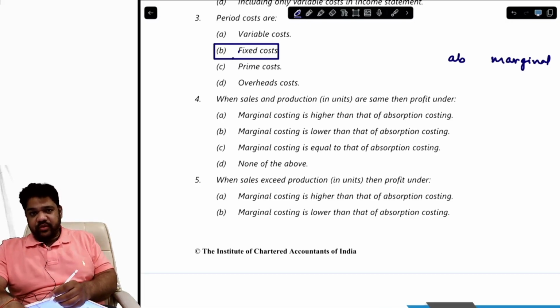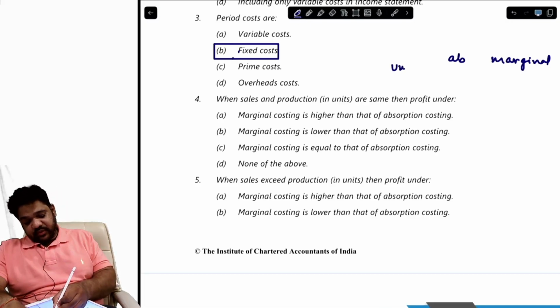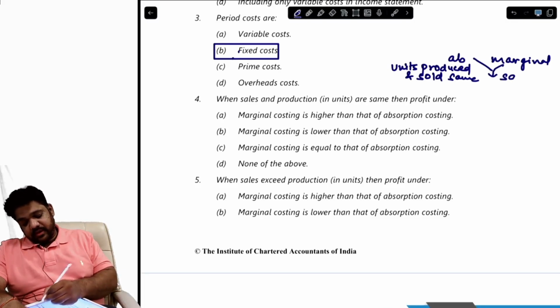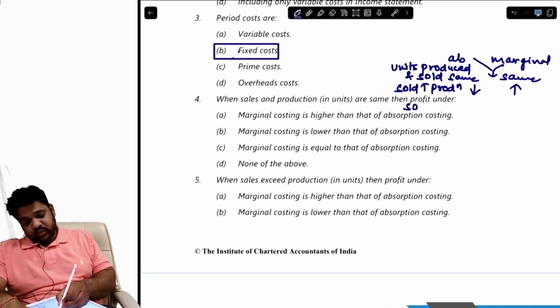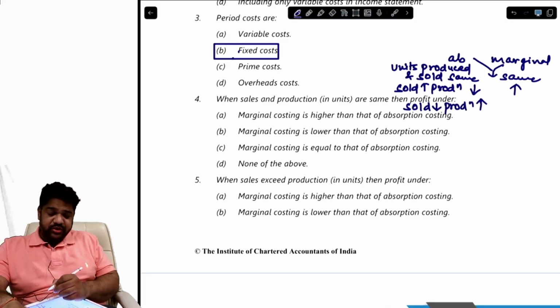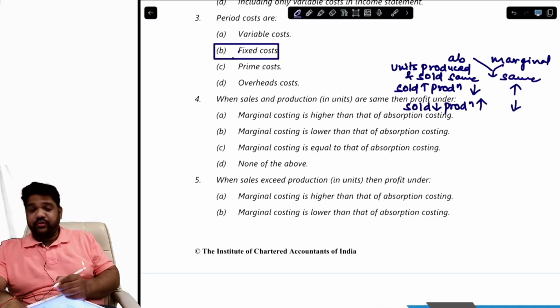what happens to the profit? If the units produced and sold are the same, absorption costing profit and marginal costing profit will also be the same. But if units sold are more than production, then marginal costing will give you a higher profit, absorption will give you a lower profit. And if units sold are lesser, produced are more, absorption will give you a higher profit, marginal will give you a lower profit.